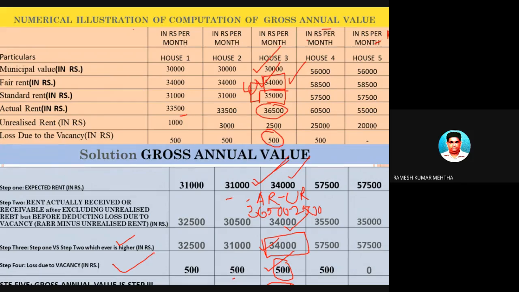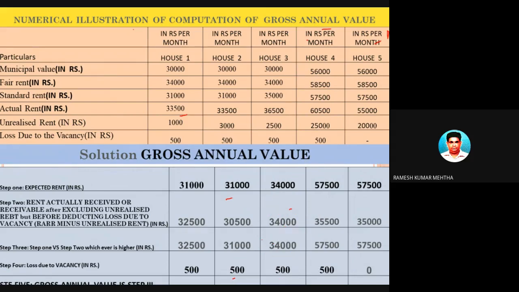Next one is on similar lines. Let's find out the gross annual value of house property number 4. In this given problem, for house number 4, the municipal value is 56,000. The fair rent is 58,500. The standard rent is 57,500. The actual rent at which it has been let out is 60,500, and unrealized rent is 25,000. And the loss due to vacancy as far as the fourth house is concerned is 500 rupees. From this given data, you have to find out the gross annual value.